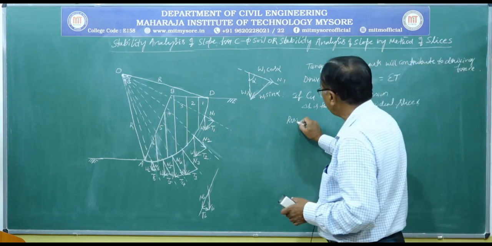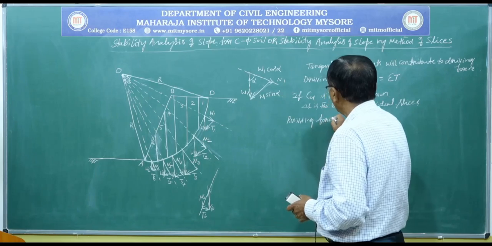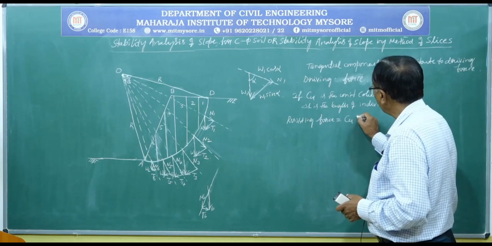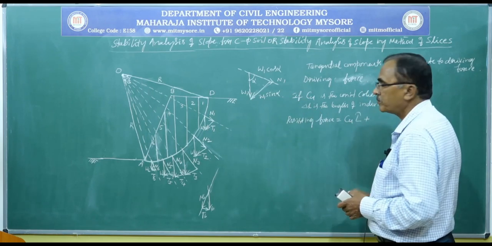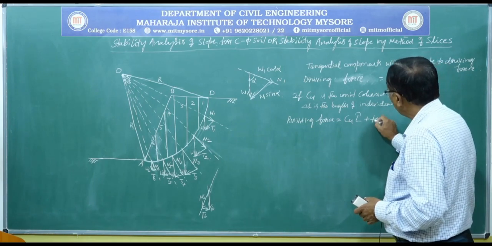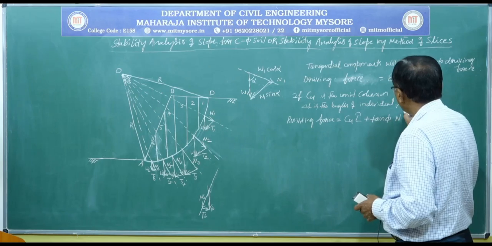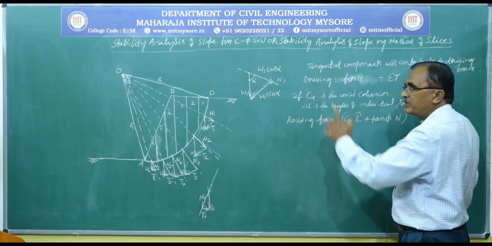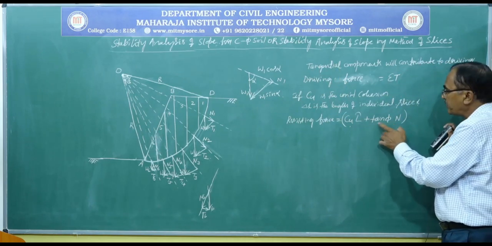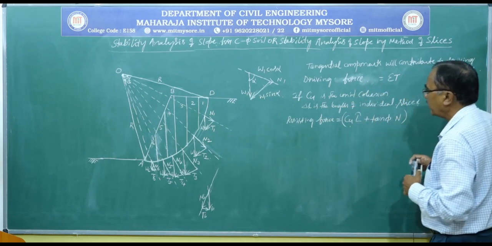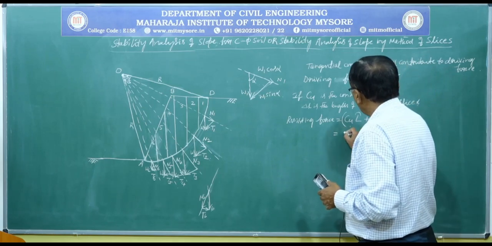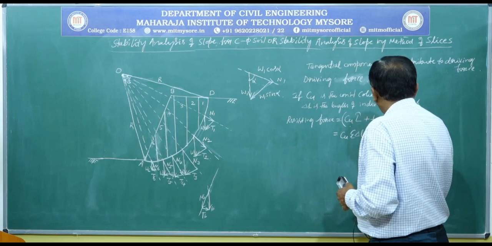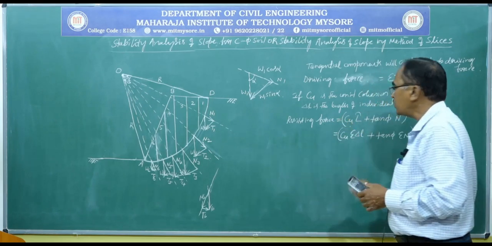Then the resisting force acting along the slip surface is equal to unit cohesion into L arc plus tan phi times N. Here Cu into L arc is the resisting force developing along the slip surface in the opposite direction. Tan phi, phi is the frictional angle, N is the normal component, sum of the normal components. That is equal to Cu into sigma delta L plus tan phi times sigma N. So this is the resisting force.